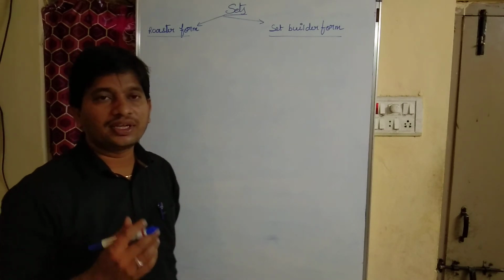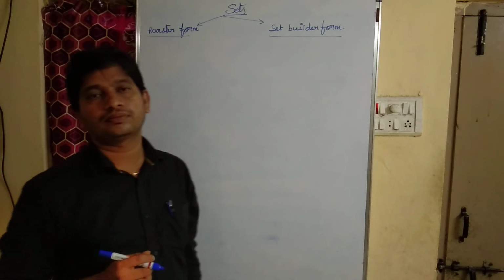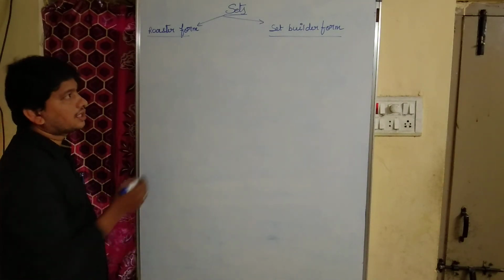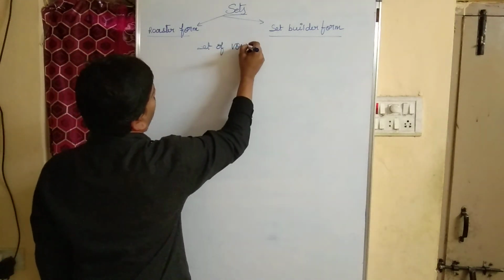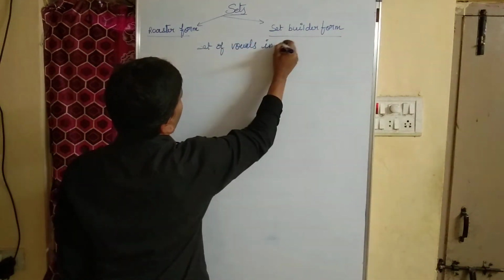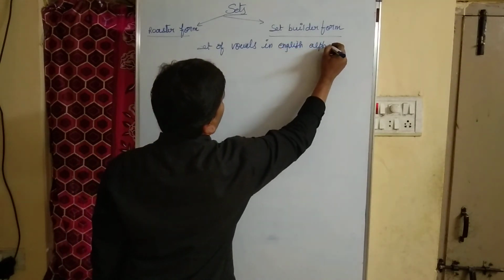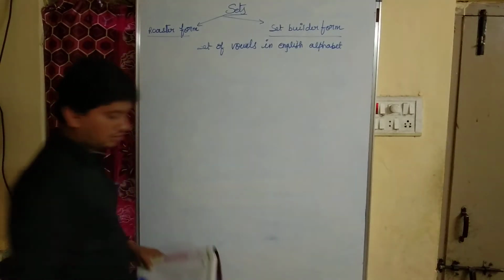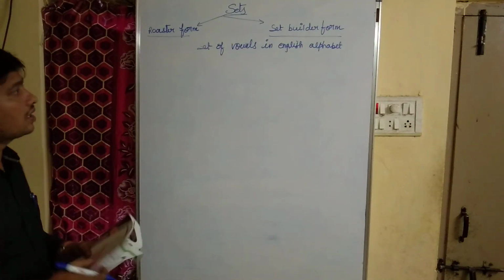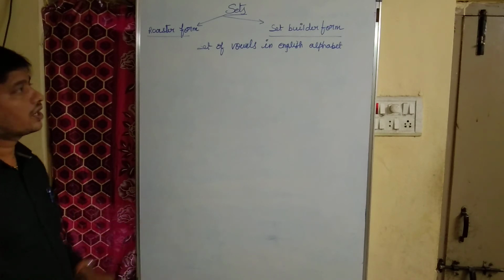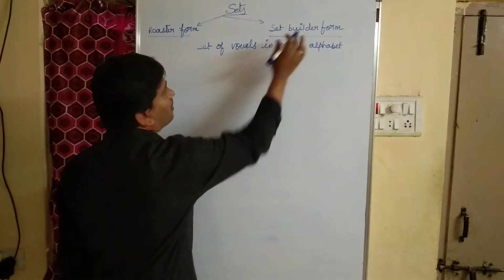Set A is the set of vowels in the English alphabet. What is our set? Set of vowels in the English alphabet. Can you tell me what the vowels in the English alphabet are? How can we represent this statement in roster form and set builder form?